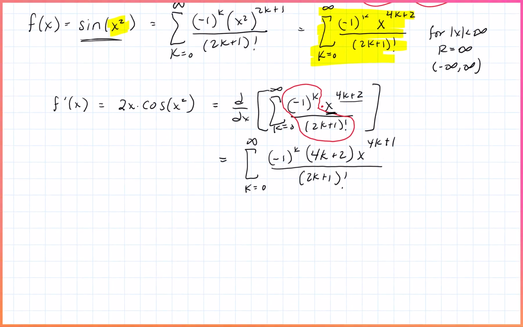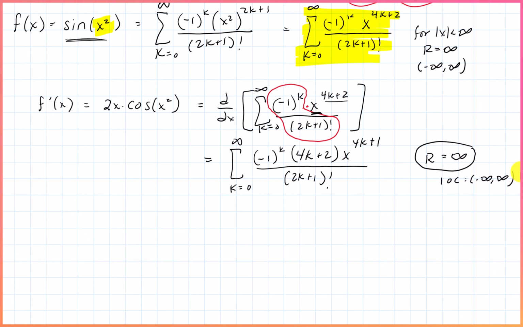That is our power series representation for the derivative, and that is going to hold true for a radius of convergence of infinity and an interval of convergence from negative infinity to infinity, because when we differentiate and integrate a power series, its radius of convergence stays the same. But we could leave it just like that. But I do notice there is a little bit of simplification that we could do.